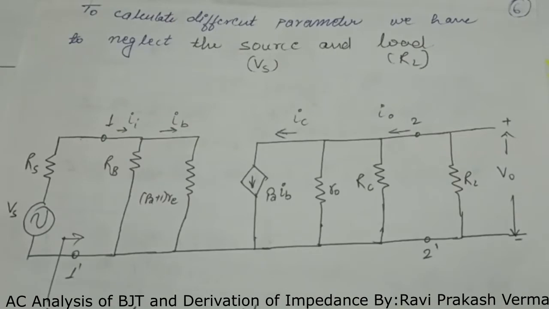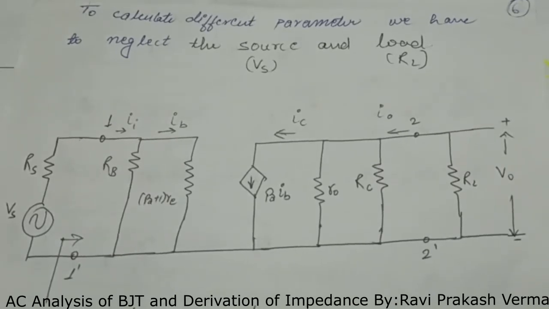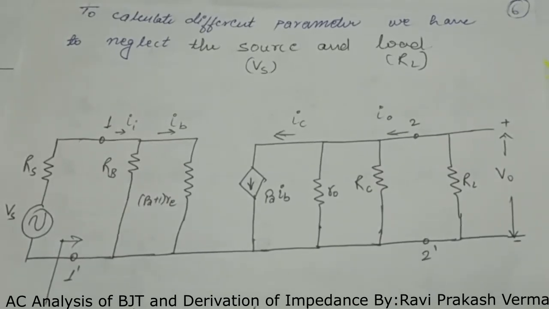Now for the given circuit, we have to calculate different parameters such as input impedance, output impedance, current gain, voltage gain, overall current gain, and overall voltage gain. In this lecture we are going to find out the input and the output impedance.